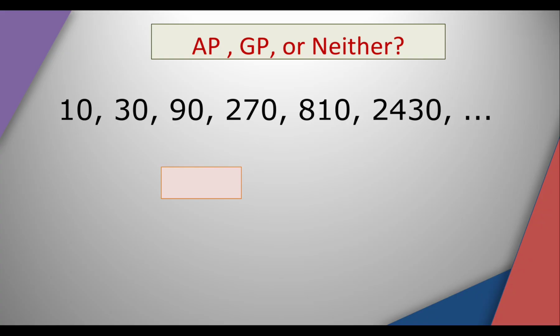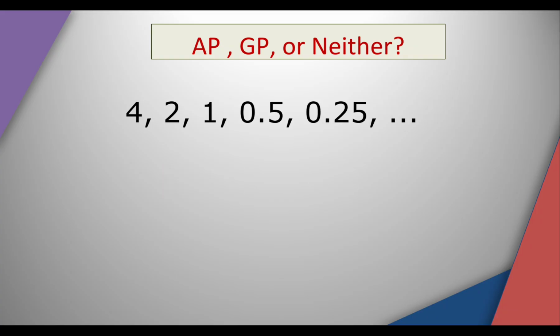The answer is it is a geometric progression. For what reason? The common ratio is 3, which means to say we have, if we start from 2430 divided by 810, that would be 3. Likewise, if you have 810 divided by 270, that is 3. 270 divided by 90 is 3. 90 divided by 30 is 3. And 30 divided by 10 is 3, making this a geometric progression.